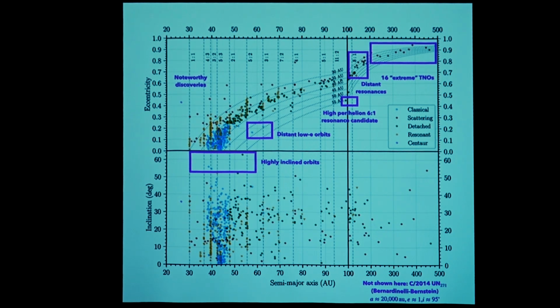These are the ones that matter for the planetary hypothesis, and I'll talk to you a little bit more about that later on. We have this object with 55 AU perihelion that is in the 6 to 1 resonance, so it's a candidate for 6 to 1 resonance. And we also have an object here that is very extreme. This is a low-perihelion orbit with a semi-major axis of 20,000 AU and eccentricity of essentially 1.